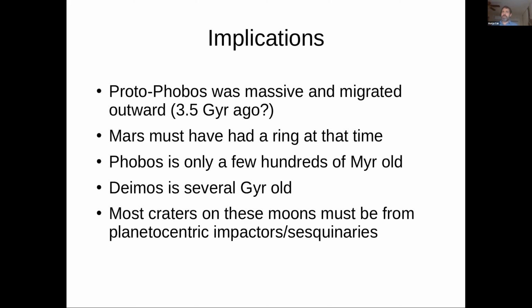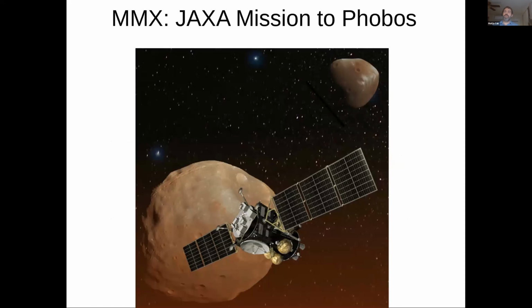If you look at them, they're covered in craters. So those surfaces look geologically old, but the clear consequence is that these craters must have come from planetocentric impactors and cannot be used to determine the absolute age of the surfaces. And we'll know more about Phobos and Deimos in a few years.